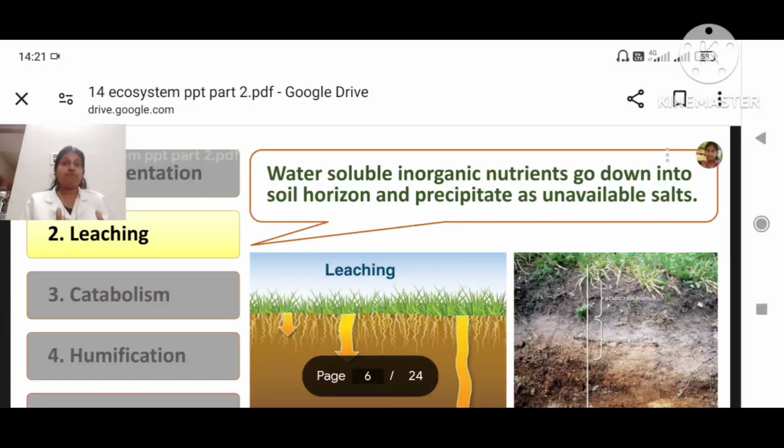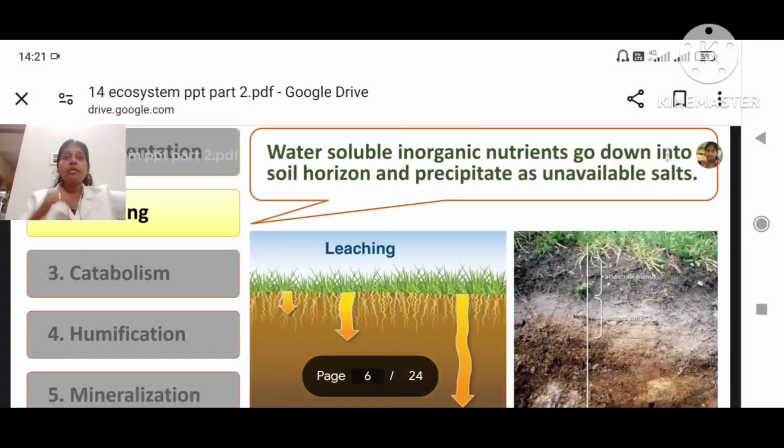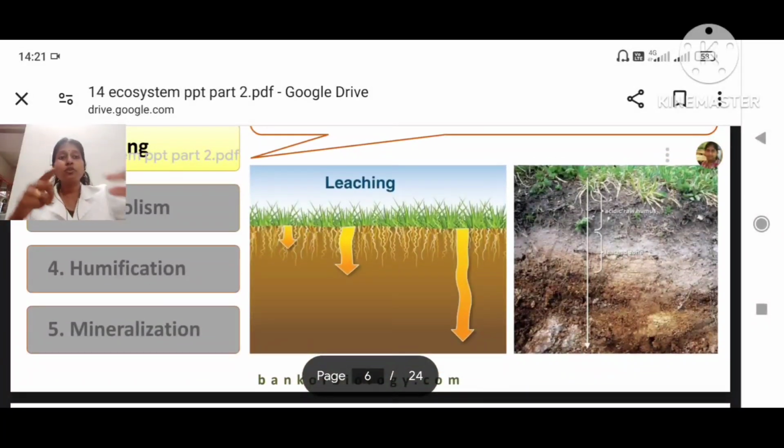They will be reaching very low. When they are reaching down, the nutrients cannot be taken up by the roots of the plants. You can see the arrow. In the first case, the roots can take the nutrients. The second arrow has gone a bit down. The roots have not reached there. The roots have not reached.